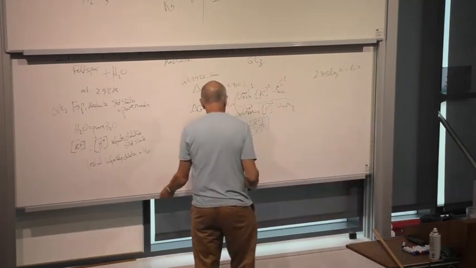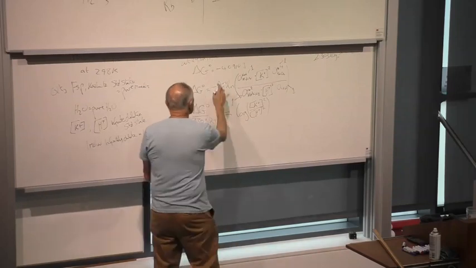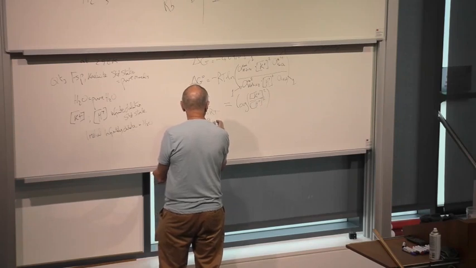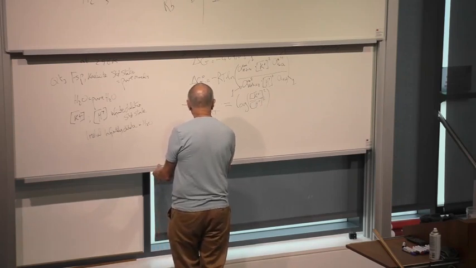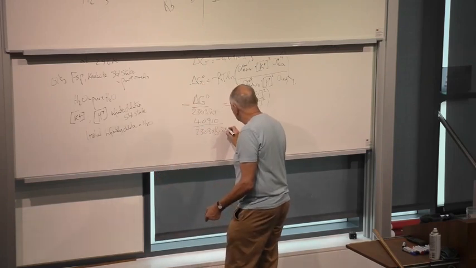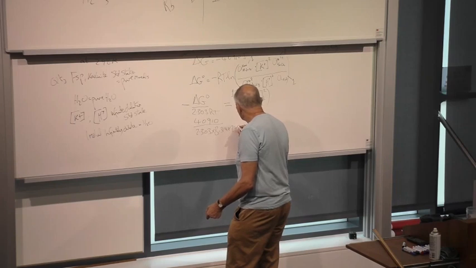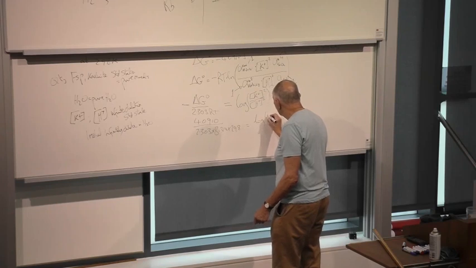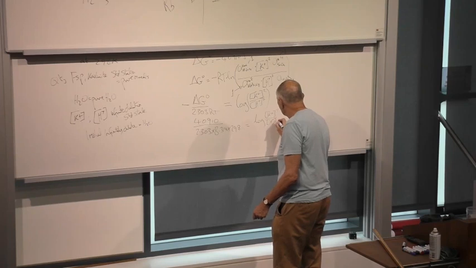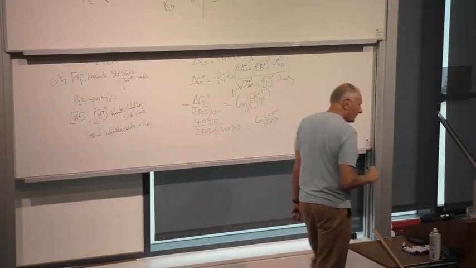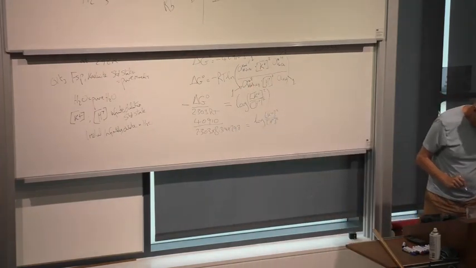Let's just do the calculation. So this is minus 40,900. So this is 40,910 over 2.303 times R, which is 8.314, times 298, equals log K plus squared over H plus squared. And that is what I did earlier, 7.17.